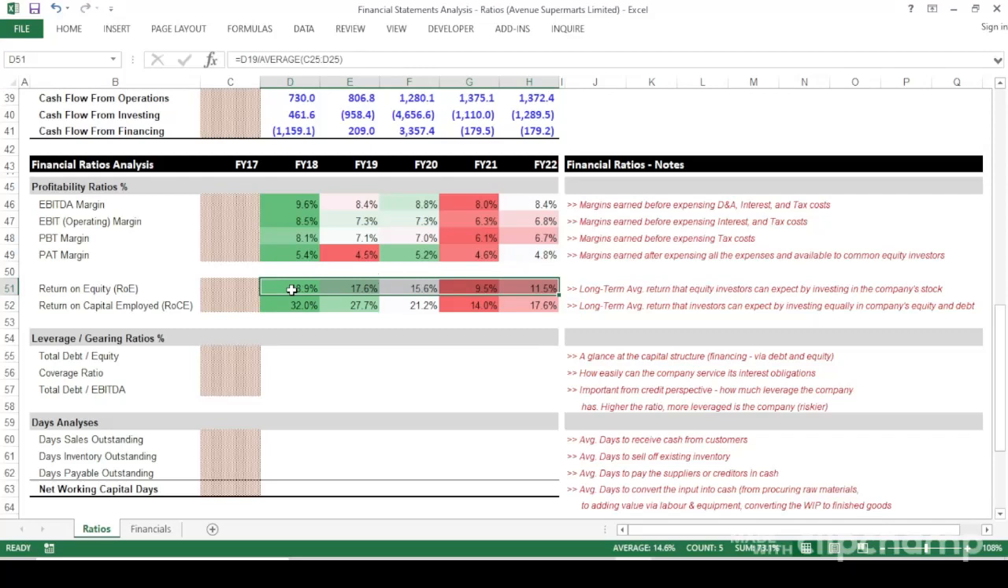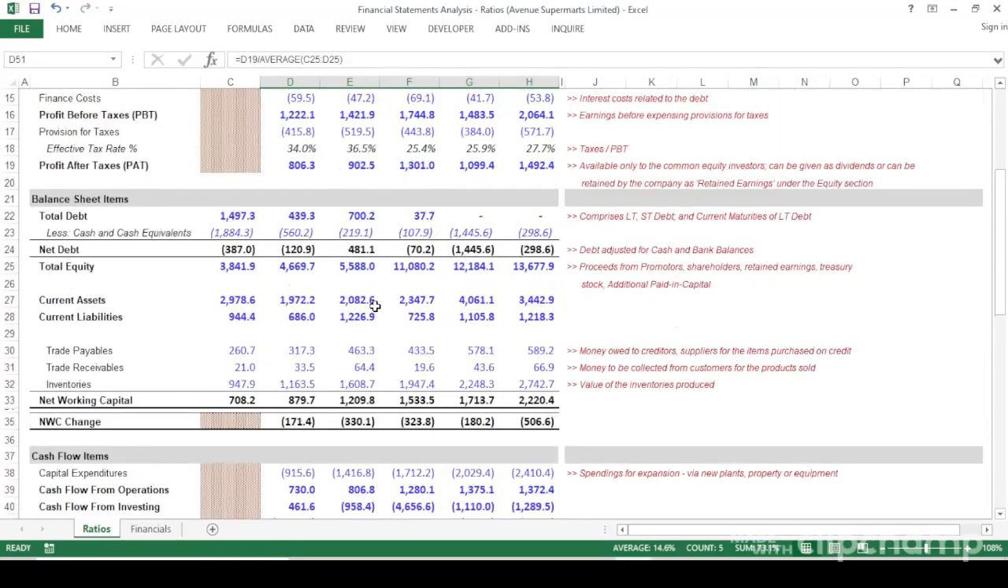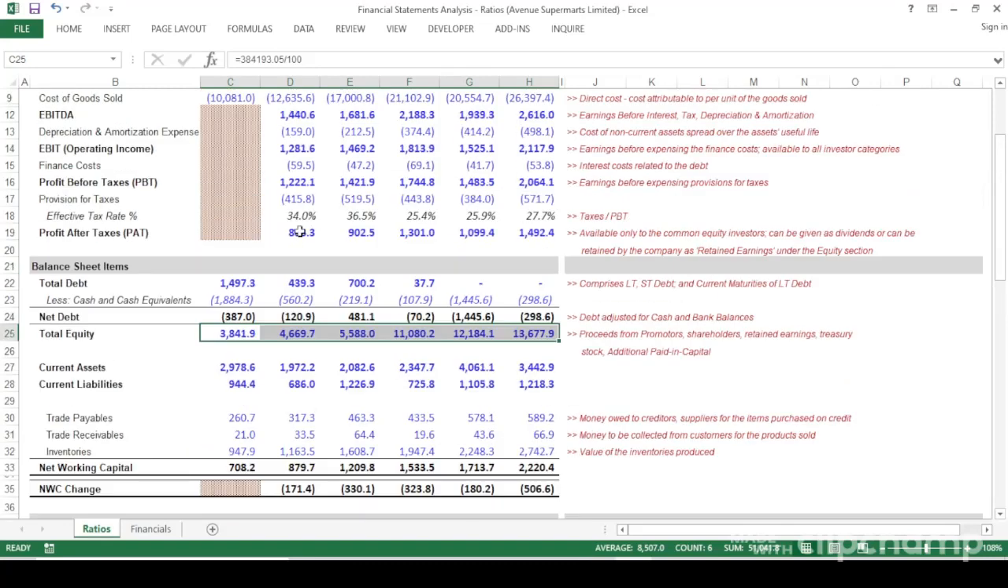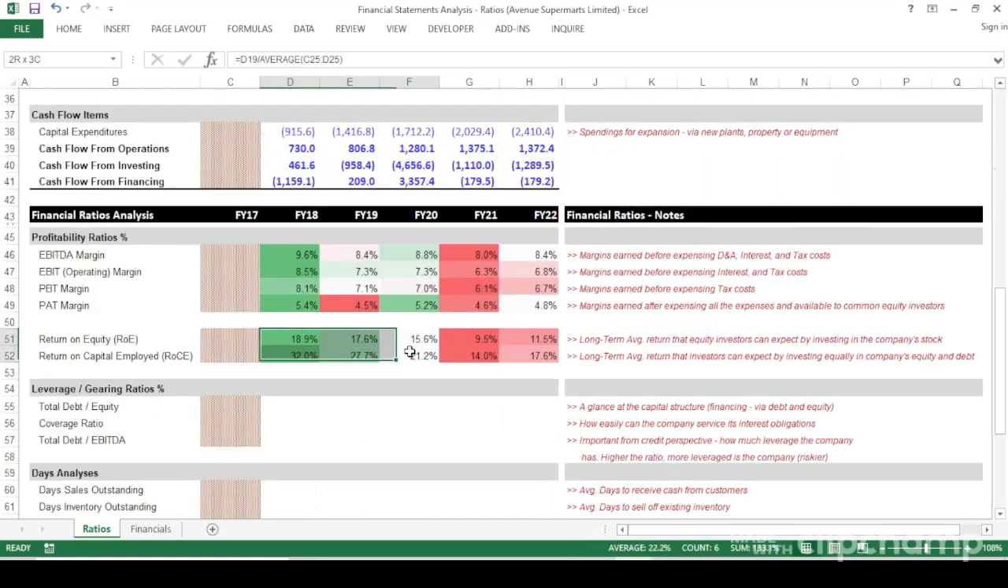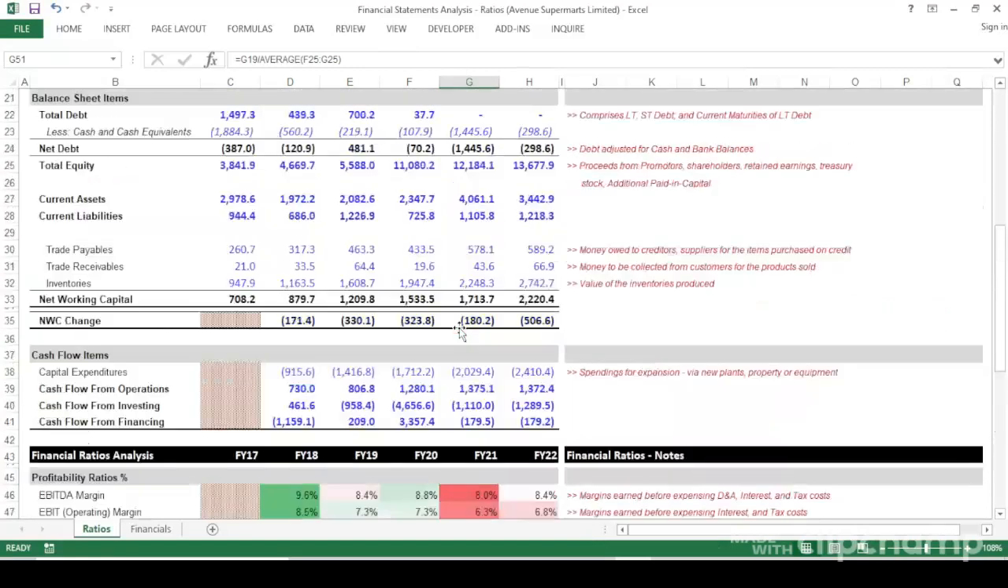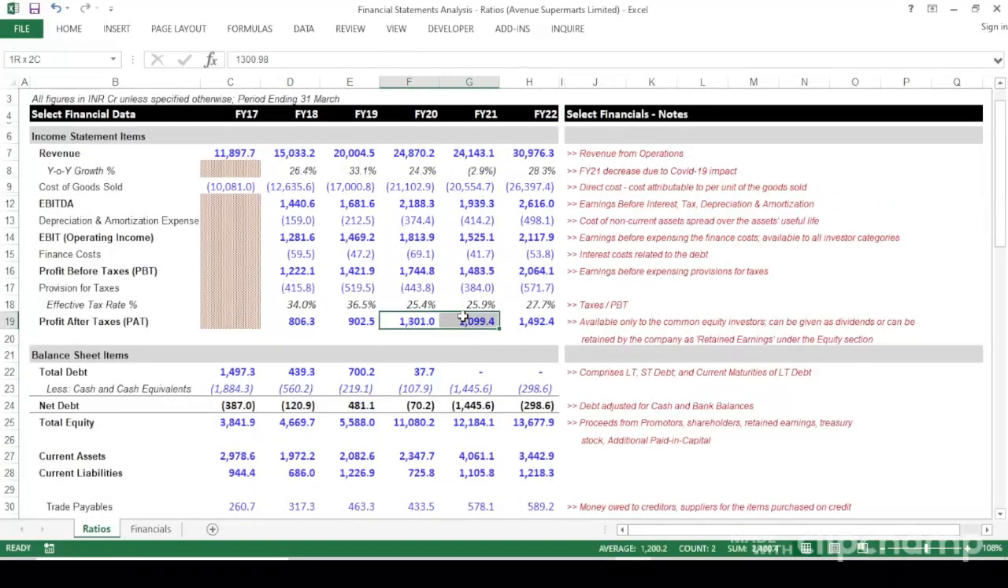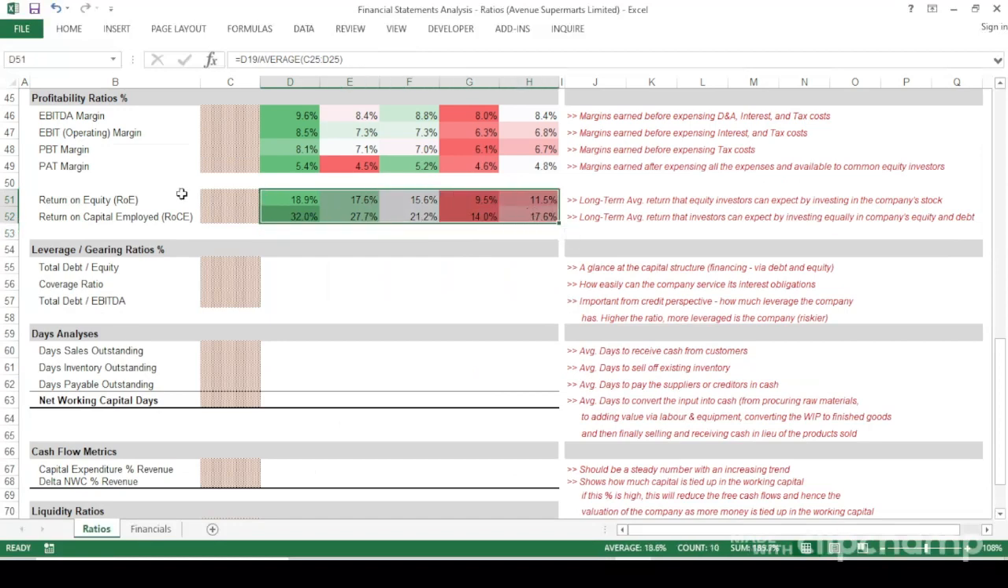Now if I want to look at what the reason exactly is for this decline, I have to go back to the equity. So if you see, equity has been increasing year on year, right? Although the profit after taxes has also been increasing, the rise in the equity has been more than what it has been on the profitability front. Because of this, the overall value has come down. But again in FY21, there has been an impact on the profitability as well. So this is how we analyze the return on equity.